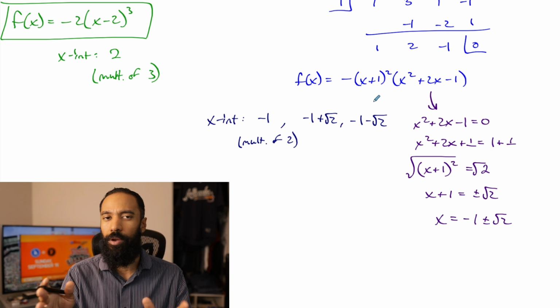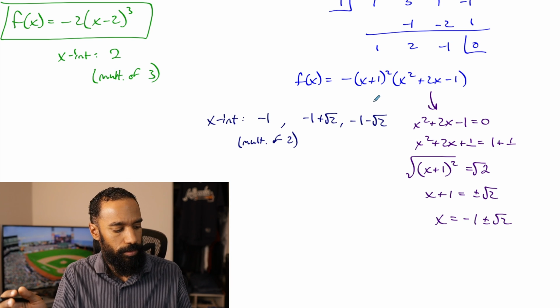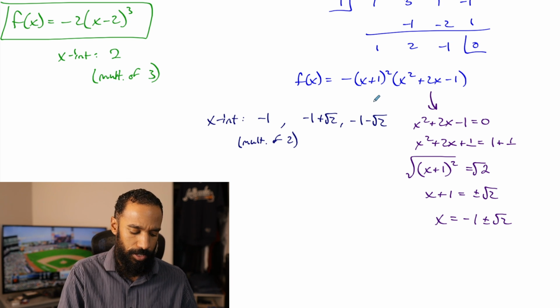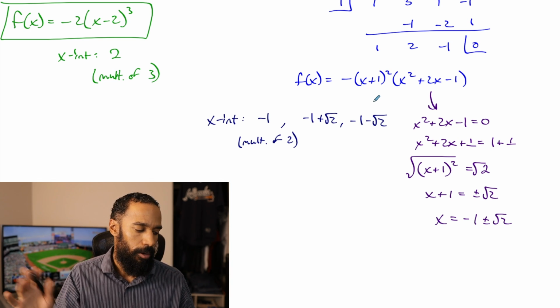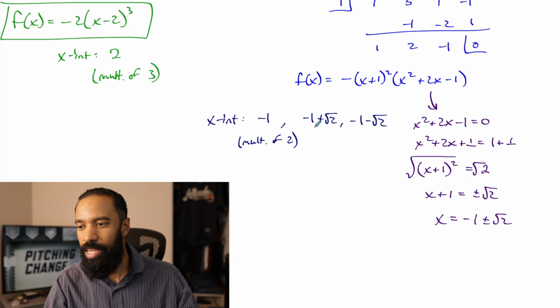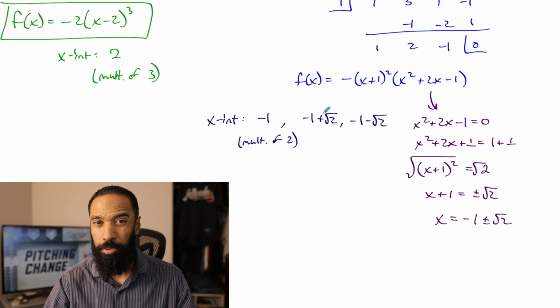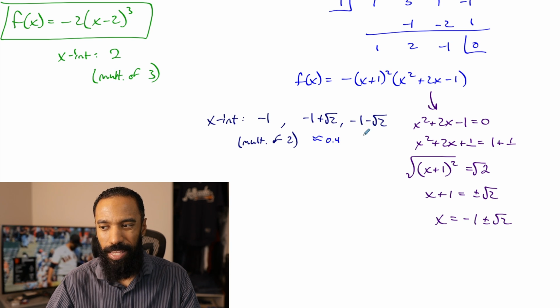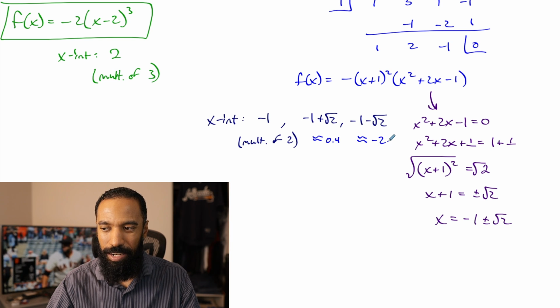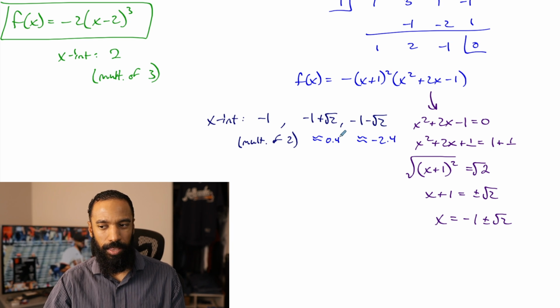The square root of 2 is around 1.4. I think it's 1.42 or something. Let's see. Square root of 2 is 1.414, blah, blah, blah. So what we're essentially graphing right here, negative 1 plus 1.4 is around 0.4. Right? That's what that number's about. That's what I'm going to plot on the graph. And negative 1 minus 1.4 is around negative 2.4. That's where those are going on the graph there.